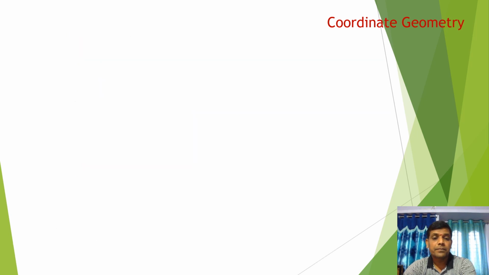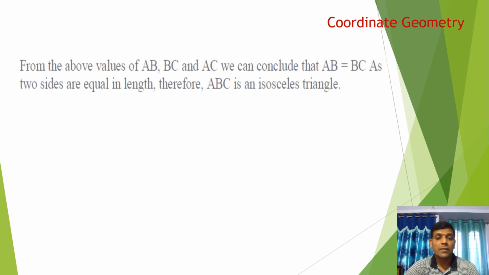Now next step, from the above values of AB, BC and AC, what do you observe? We conclude AB equals BC, as two sides are equal. Two sides are equal means the distances AB and BC are equal. In a triangle, if two sides are equal, that must be an isosceles triangle. So here ABC is an isosceles triangle.